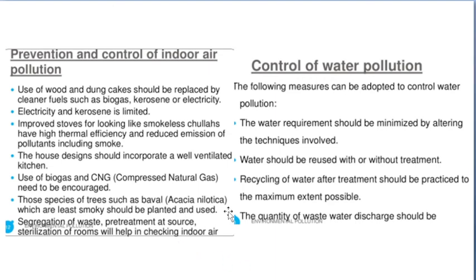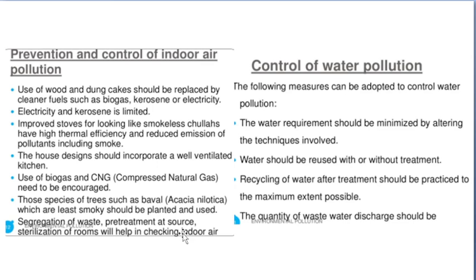Then use of biogas and CNG, CNG means compressed natural gas, needs to be encouraged in our automobiles or vehicles. Then those species of trees such as Acacia nilotica, which are least smoky, should be planted and used. But nowadays plantation of this species is prohibited as it depletes the groundwater. Okay, but its wood, when we use it as fuel, produces less smoke.